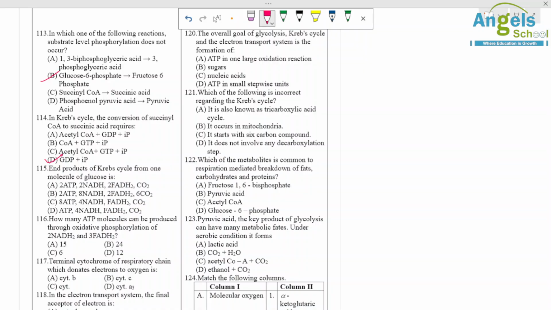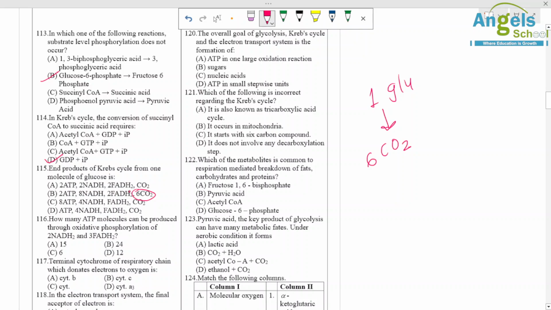Question number 115. End product of Krebs cycle from one molecule of glucose. Okay, 2 ATP, 2 NAD, FAD and CO2 में से बताना है. If we have one glucose molecule and at end of Krebs cycle, one glucose molecule is completely converted into CO2 and water. So 6 molecule of CO2 is there. ना तो ऑप्शन बी में ही दिया है 6 CO2.